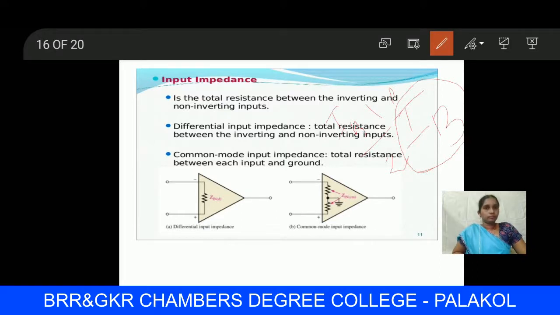Here there are input impedances, meaning how much resistance there will be, the total amount of resistance between two terminals is called input impedance. For differential input impedance, it is the total resistance between the inverting and non-inverting inputs. But in CM input impedance, that means common mode input impedance, it is the total resistance between each input and ground. So this is the input impedance.